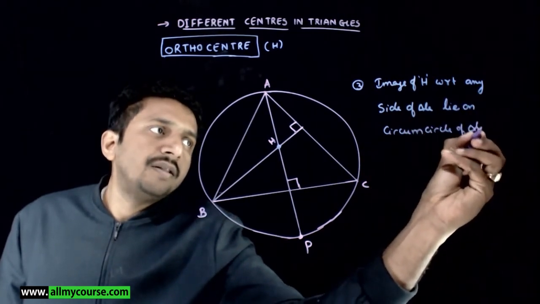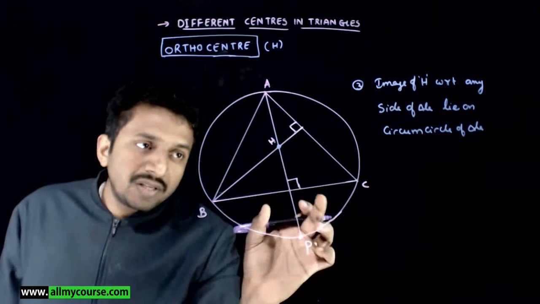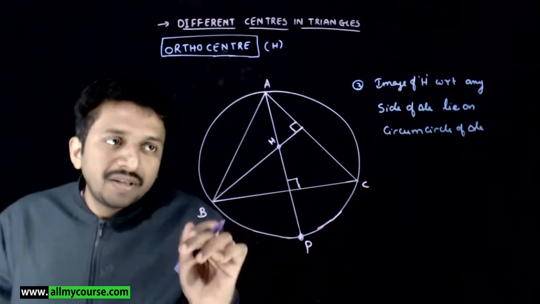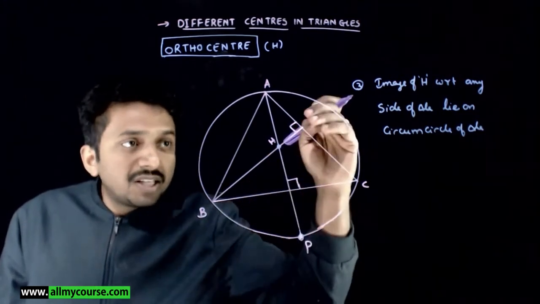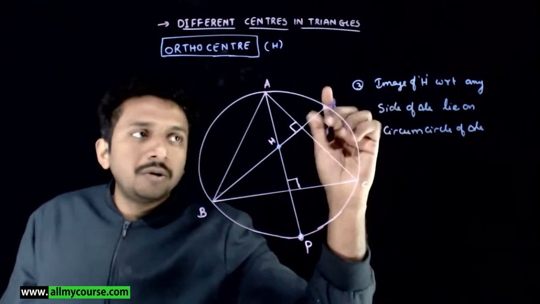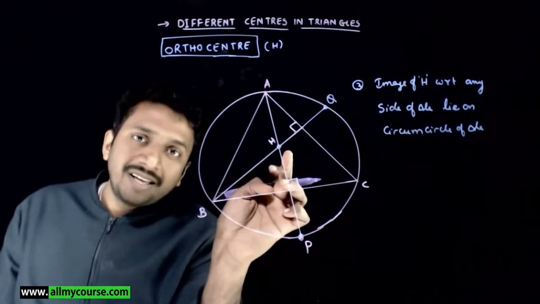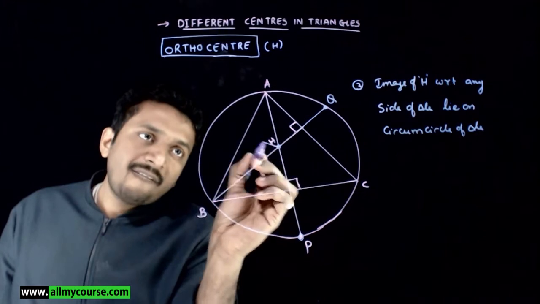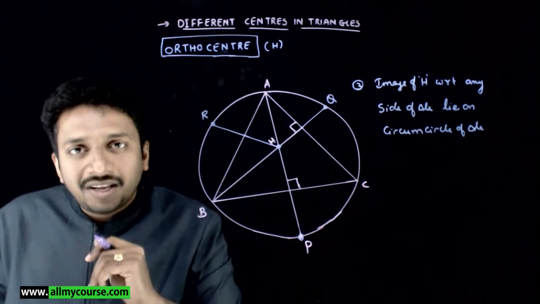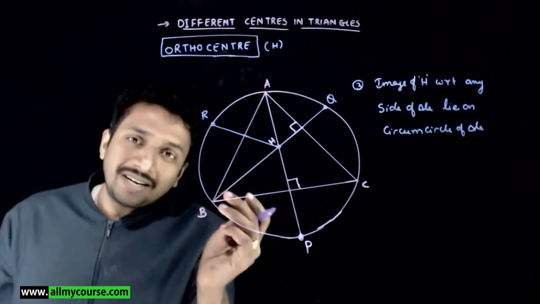That means if you take the orthocenter, the image of the orthocenter with respect to BC lies on the circumcircle somewhere, and the image of H with respect to AC will also lie on the circumcircle of the triangle. And if I take the image of H about AB, that will also lie on the circumcircle of the triangle. So this is the theorem. So how is this happening? Let us try to prove this theorem.